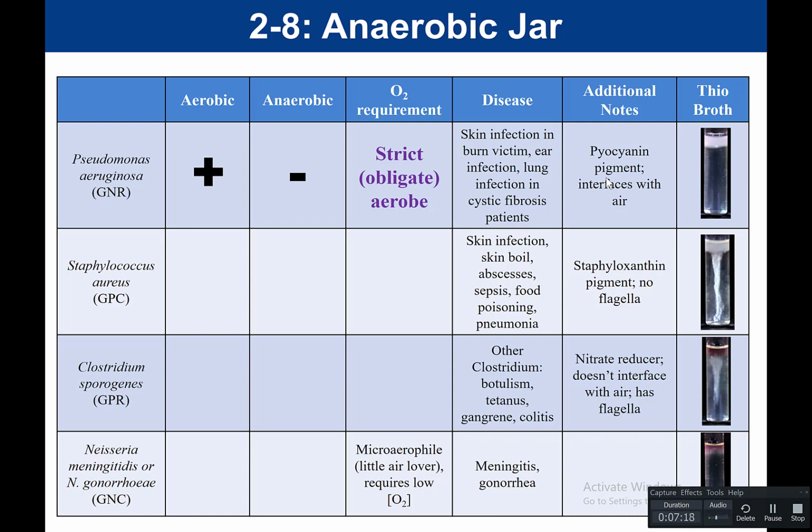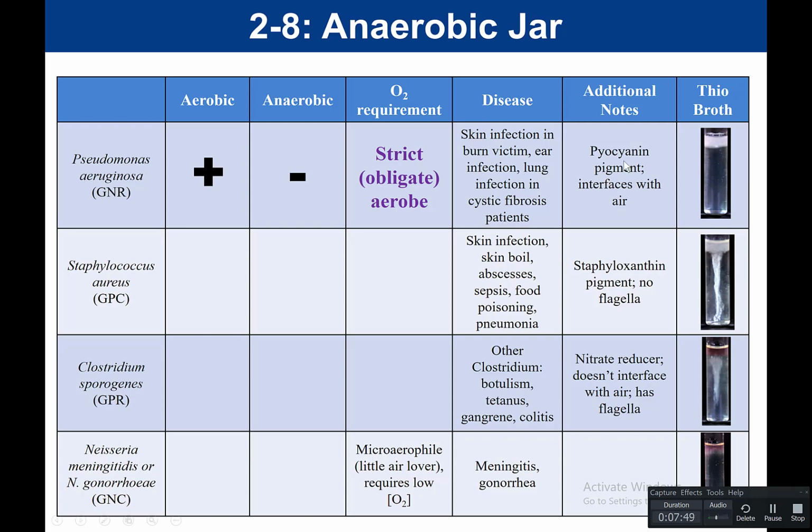And so when it gets into these burns and it grows, well, Pseudomonas can produce that pigment. And when that pigment interacts with the iron in the blood, it's going to cause the blood to have this blue pus appearance. And so that's kind of a telltale sign that somebody with a burn has a Pseudomonas aeruginosa infection. Pseudomonas will interface with the air, meaning it needs to be where O2 is present.